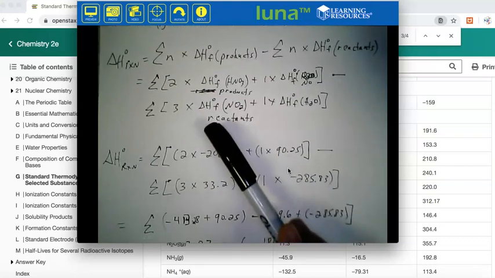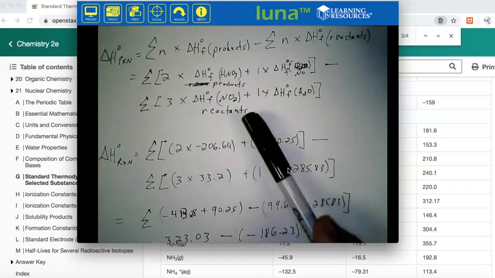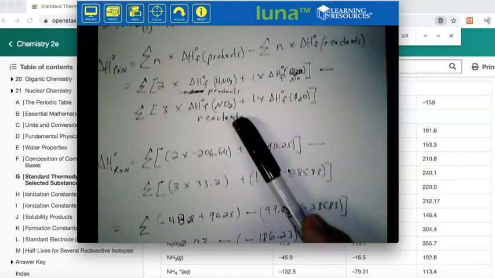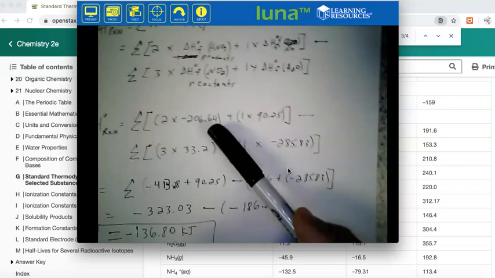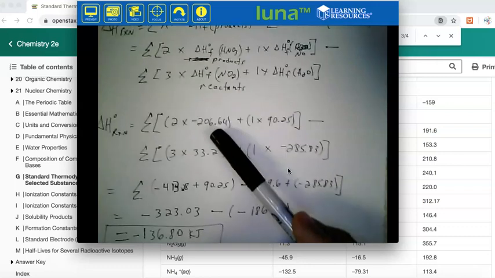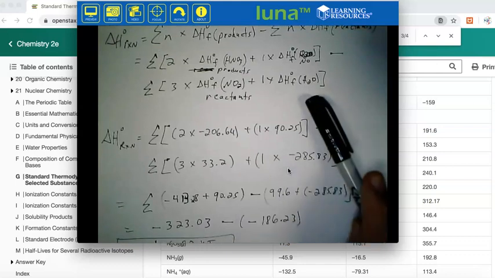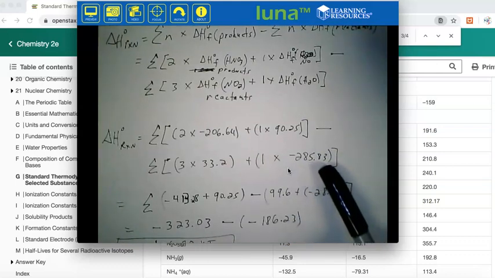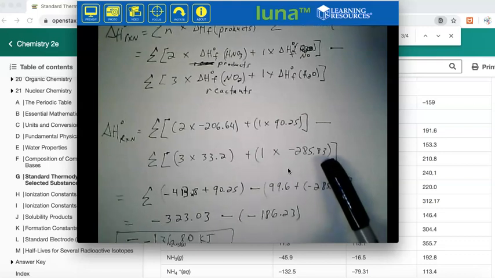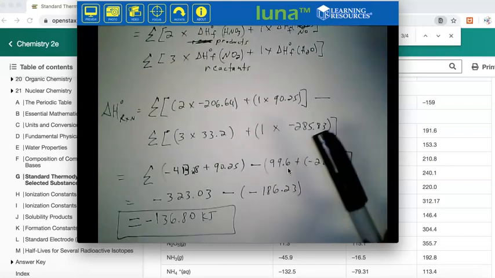Same process for NO2. I looked that up. Of course, NO2 is a gas as well, so I would look it up for the gas, and I get 33.2. Then I looked it up for liquid water, and it's negative 285.83. All right, so now I have to do the math here.